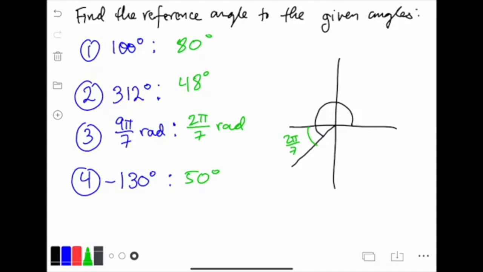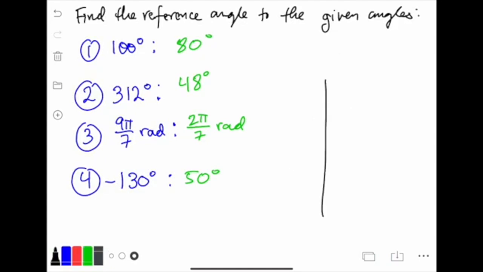And the last one, number 4, is also a little bit tricky as well. So negative 130 degrees is here in the third quadrant. Our reference angle would be this angle. So the way I determined this was essentially I just did 180 minus 130. And that would be 50 degrees. And that's my reference angle. So I hope that helped a little bit in understanding how to figure out reference angles.